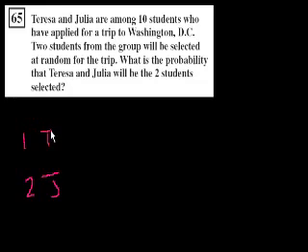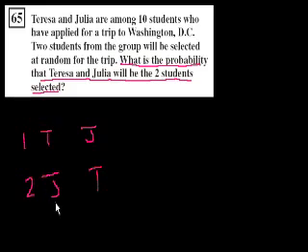Well, let me take a step back. There's 2 ways that what they want to happen could happen, right? Either Teresa is the first student selected and then Julia is the second, or Julia is the first student selected, and Teresa is the second. So if we figure out the probability of each, then we could just add those probabilities together, and then we have the probability of either of those happening.